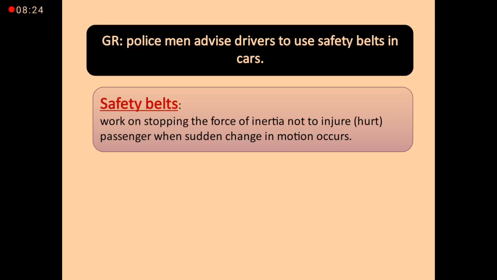So the answer to the question, give reason, policeman advise driver to use safety belt: you will say, to work on stopping the force of inertia and not to hurt the passenger.